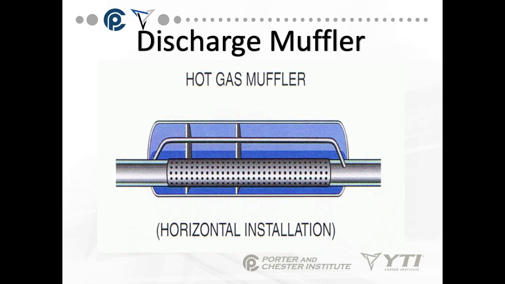Sometimes we put a hot gas muffler on the discharge of the compressor, and it very specifically says it needs to be horizontally installed. Okay, all a hot gas muffler does is cut the compressor noise in a very large compressor. You see these in big supermarket systems, big cold warehouse systems, because a compressor can actually make a lot of noise, and we need to cut that noise for safety or for environmental reasons sometimes.